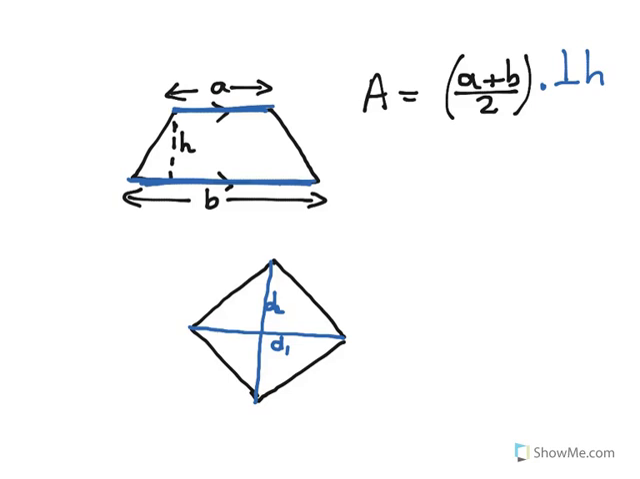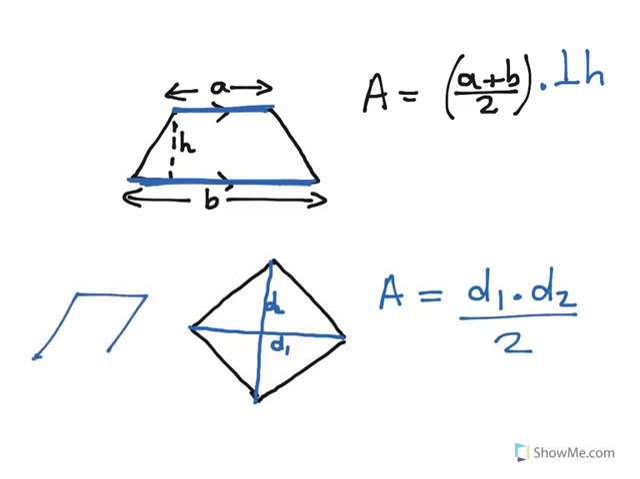And then the only other one is a rhombus. If we don't know the perpendicular height of a rhombus, which we can also use, we can actually work it out using the diagonals. The area of a rhombus can be taken by multiplying diagonal 1 times diagonal 2 divided by 2. So that's a formula for working out the area of a rhombus, in case you don't have this perpendicular height here.